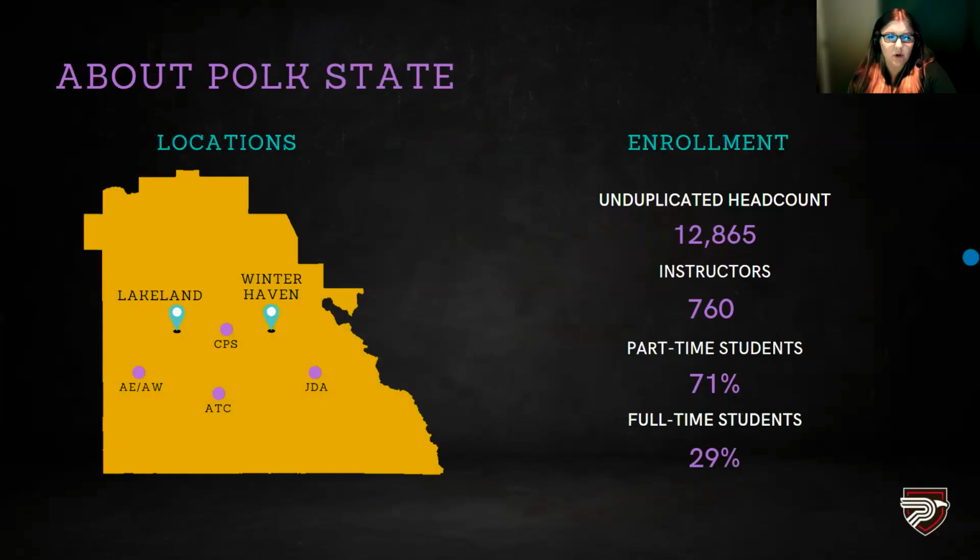So a little bit about Polk State. If you're not familiar with us, we are in Polk County, centrally located in Florida, halfway between Orlando and Tampa. We have two campuses and 4 centers. And some of our enrollment here is we have about 13,000 students, 760 faculty that we serve. But the thing to note here is that the majority of our students, over half of them, are part-time. So we serve a very diverse population.